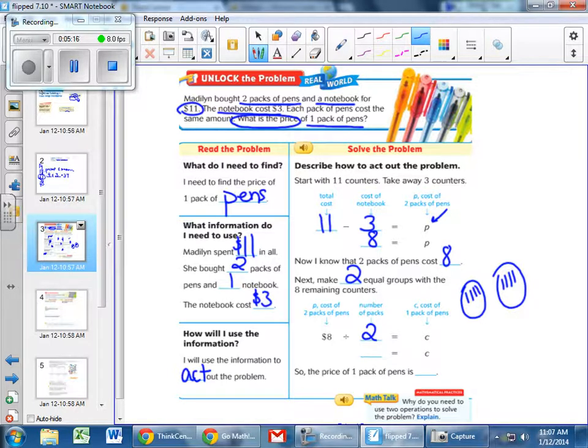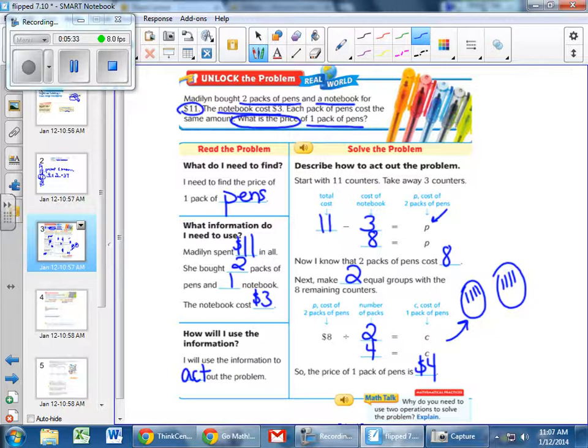And yes, I am well aware that you probably know what 4 times 2 equals already, but the strategy is acted out, so I should see this on your page. So the price of 1 pack of pens is $4.